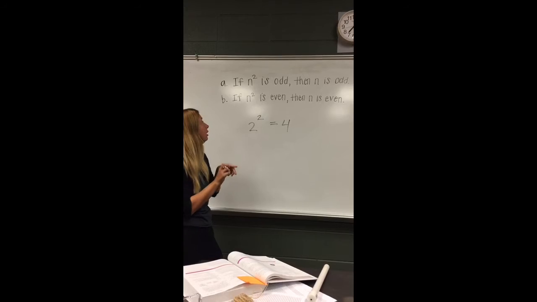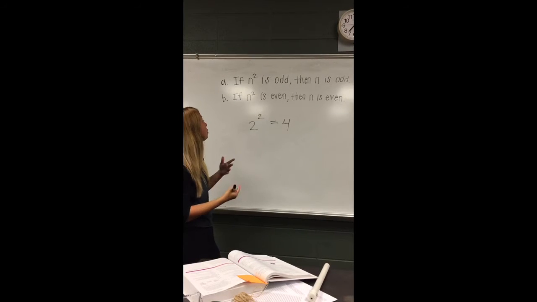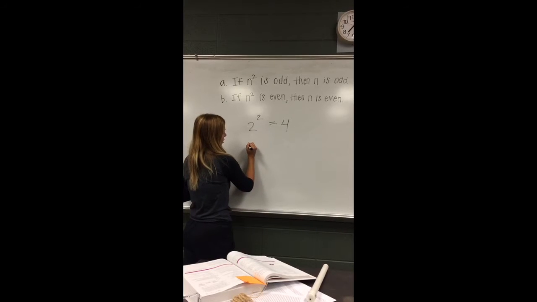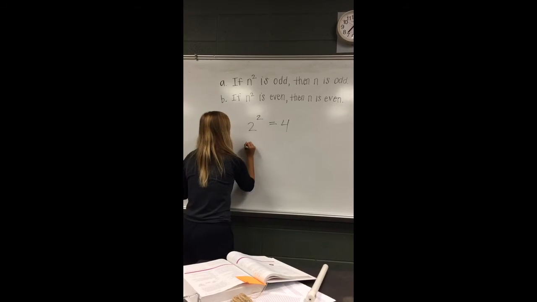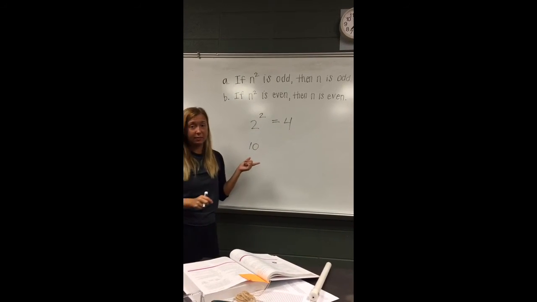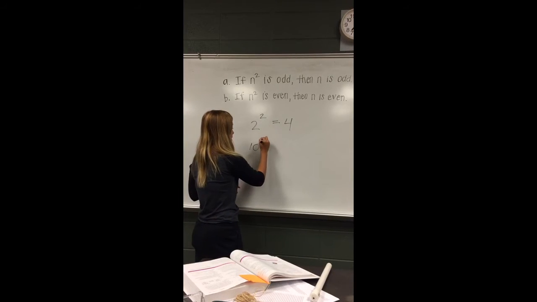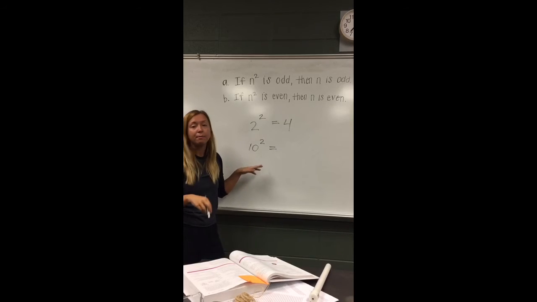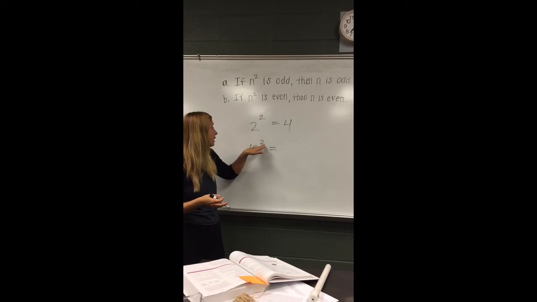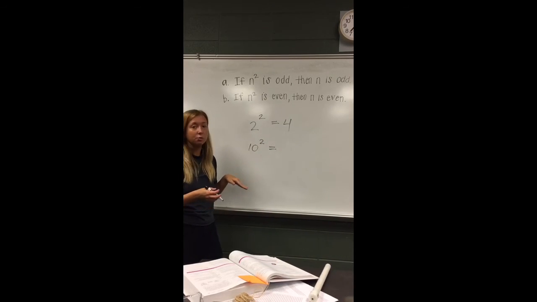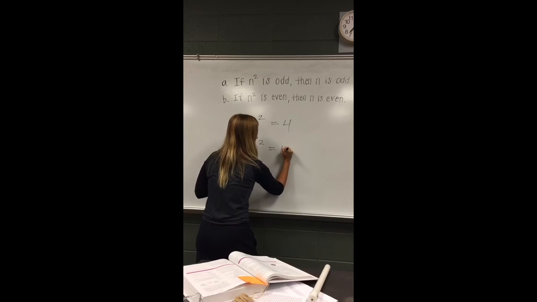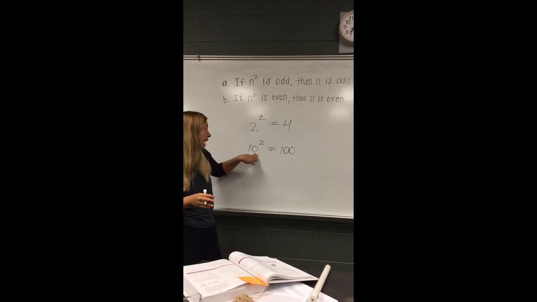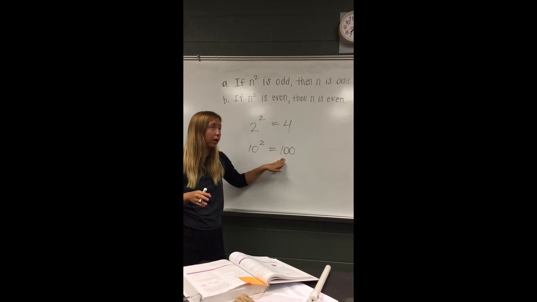Now I'll do another one to just double check my work. So now I will use the number 10. So I know that 10 is an even number. So then I'm going to square that one as well. And I'm going to know off the top of my head once again that 10 times 10, or 10 squared, is 100. I now know that 10 is even, and so is 100.